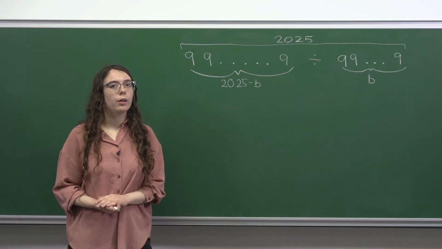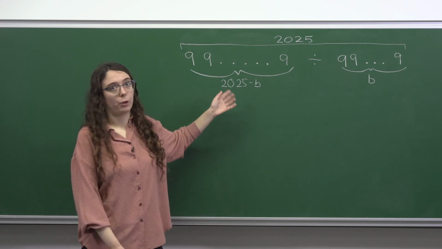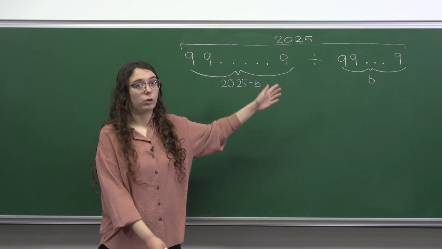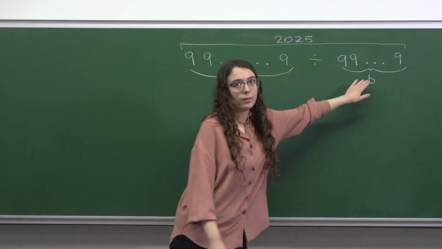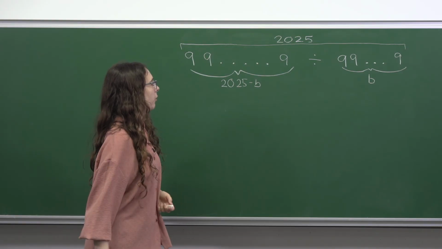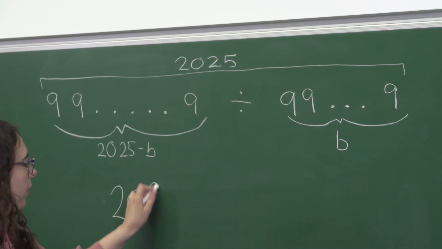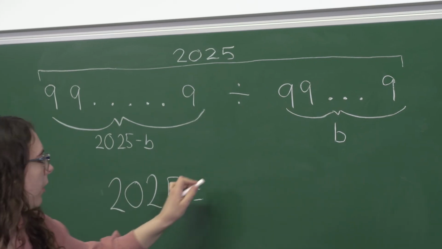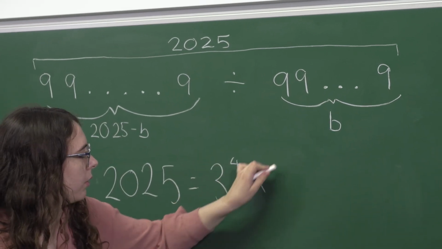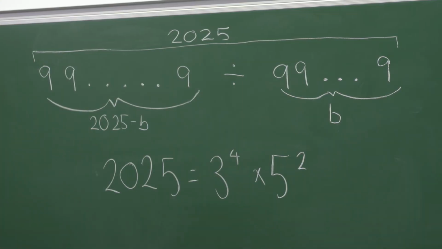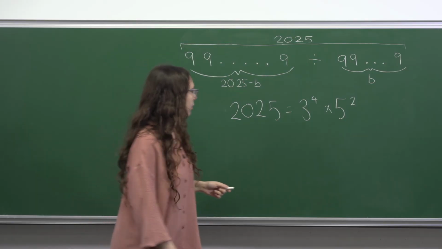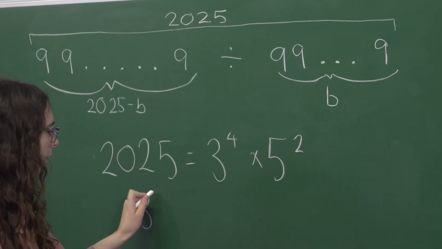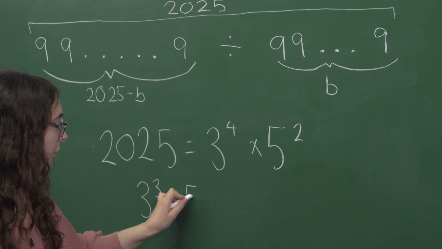So in the last part of the question, we're asked for the number of digits of the smallest possible value of n, i.e. the smallest result of a calculation like this. So to get the smallest possible result, we're going to want b to be as big as possible. So remembering that 2025 is 3 to the 4 times 5 squared, we can see that the largest factor, other than the number itself, is going to be 3 cubed times 5 squared.